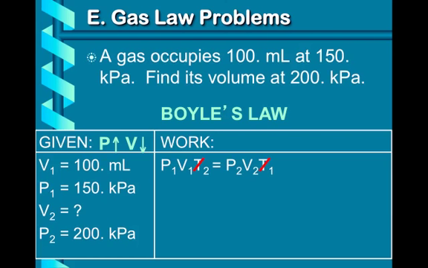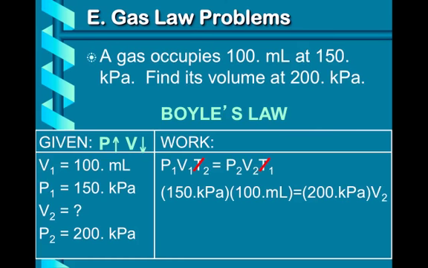So our formula would be P1V1 equals P2V2. Now we simply plug all of the numbers in and perform the basic algebra or arithmetic calculations on it: multiply 150 times 100, divide by 200, and we end up with 75.0 milliliters. Why 75.0? Well, we must remember significant figures.